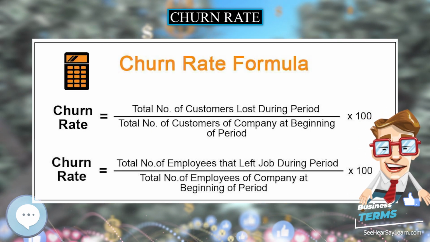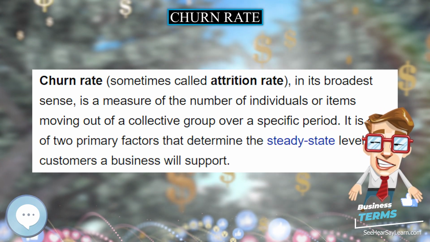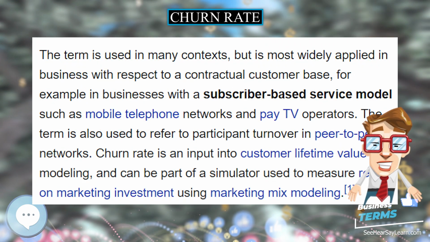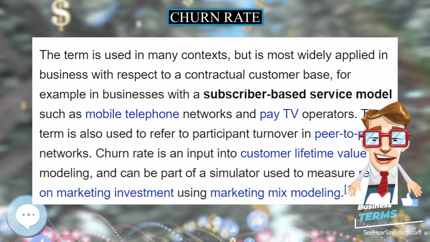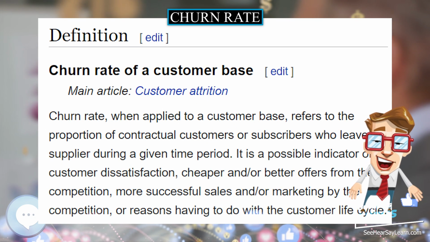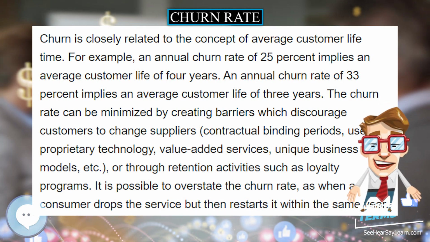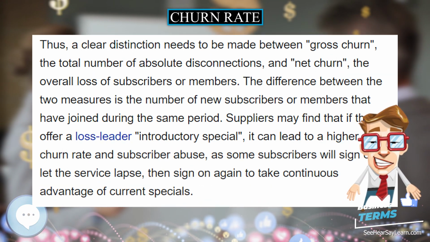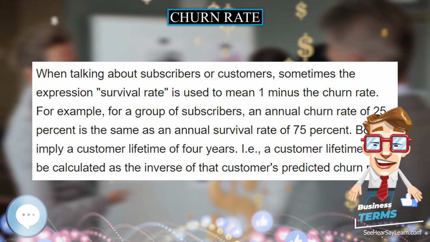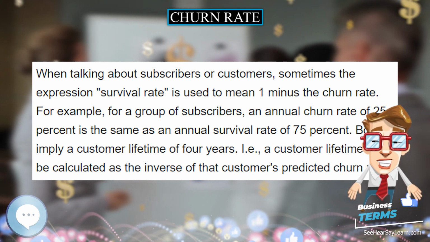Churn is closely related to the concept of average customer lifetime. For example, an annual churn rate of 25% implies an average customer life of 4 years. An annual churn rate of 33% implies an average customer life of 3 years. The churn rate can be minimized by creating barriers which discourage customers from changing suppliers, such as contractual binding periods, use of proprietary technology, value-added services, unique business models, etc., or through retention activities such as loyalty programs.